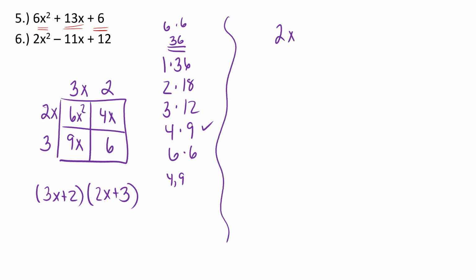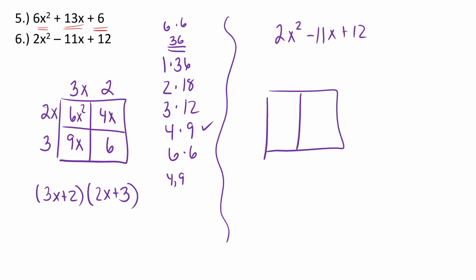All right. 2x squared minus 11x plus 12. No GCF. Okay, we already established that. So we're going to throw in our 2x squared and our 12. And over here, 2 times 12 is 24. And we want two factors of 24 that add up to negative 11.